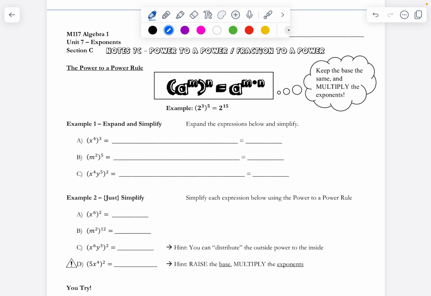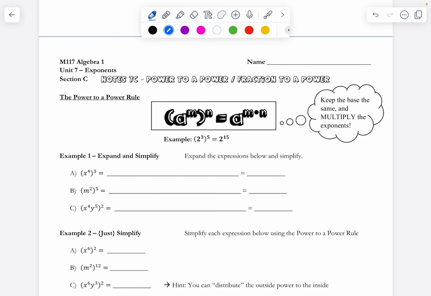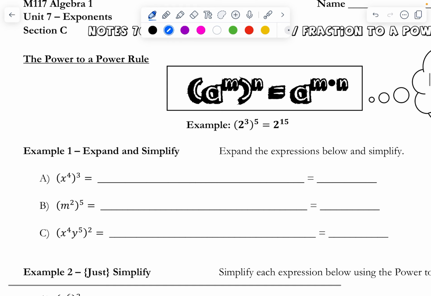So let's go ahead and take a look at the notes. We're at notes 7C, power to a power and fraction to a power. So here we go. Remember what we learned a few days ago: whenever we had a base to a power multiplied by a similar, or congruent, base to a power, we add the exponents, correct?